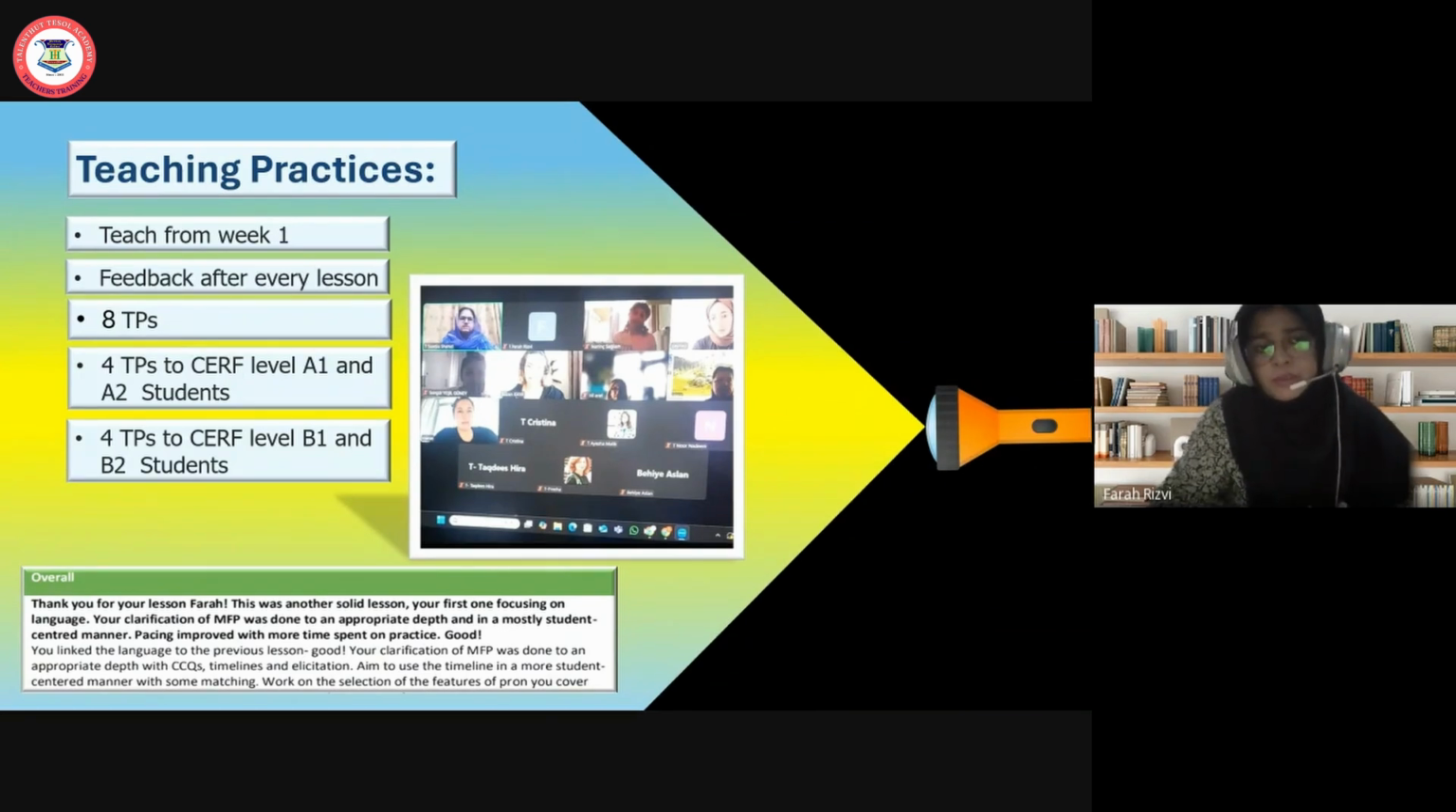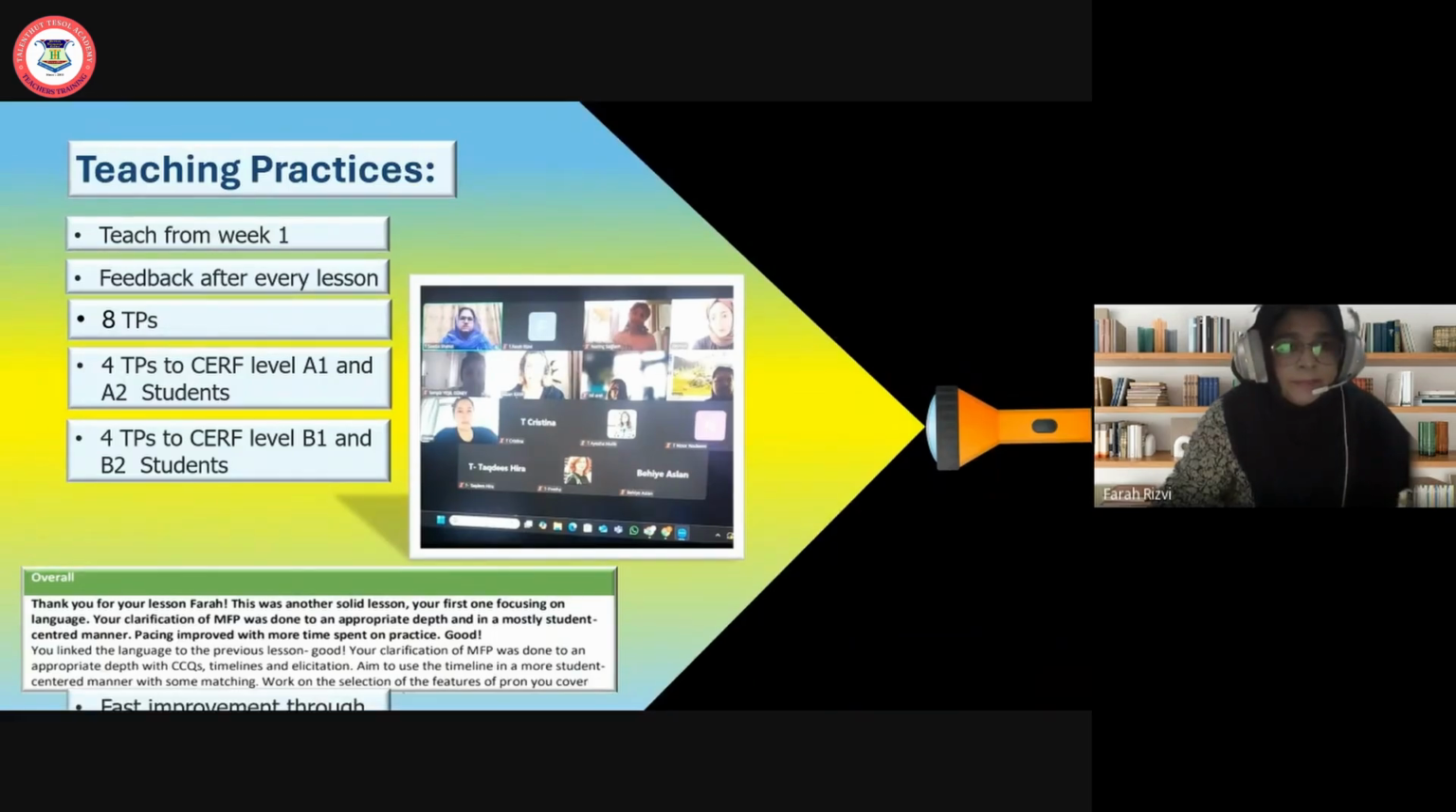It depends whether you teach B1, B2 students first, and in your second stage you teach A1 or A2 students. One important thing, the first 4 TPs will be assessed by one tutor, and the last 4 TPs will be assessed by the other tutor. It means you will be assessed by two tutors in your CELTA teaching practices.